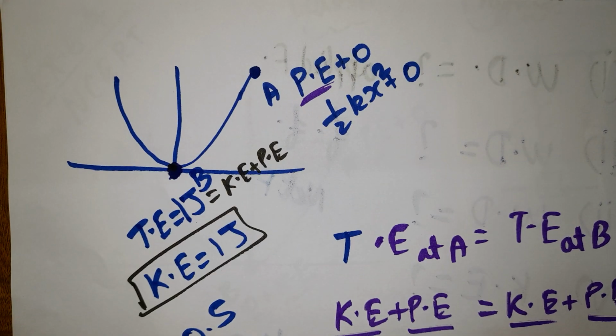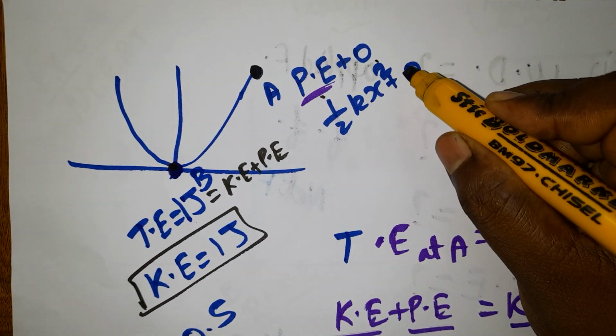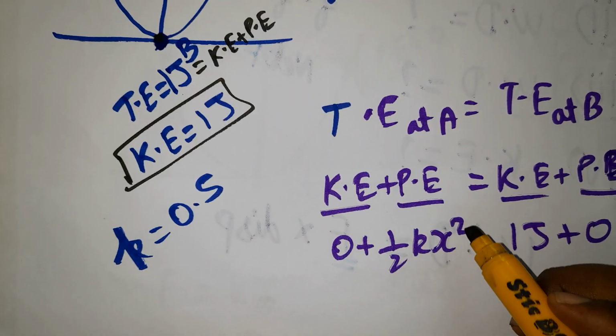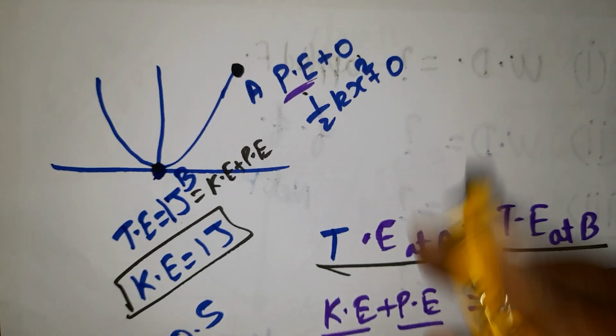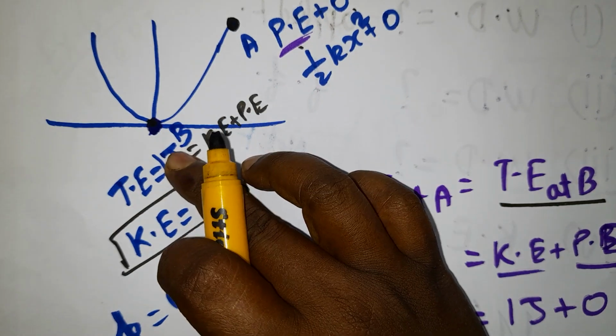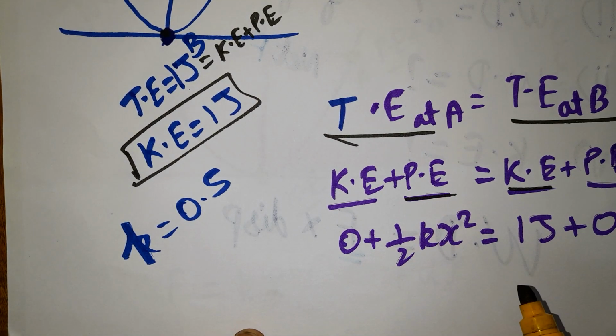Now at point A, total energy is potential energy plus kinetic energy. Kinetic energy is 0. What is the potential energy? It is half kx square. I already told you the potential energy formula. Total energy at point A equals total energy at point B. At point A kinetic energy is 0, at point B potential energy is 0. So at one place kinetic energy will be there, at the other place potential energy will be there. Kinetic energy 1 joule I have taken, plus 0. So potential energy is going to be half kx square.